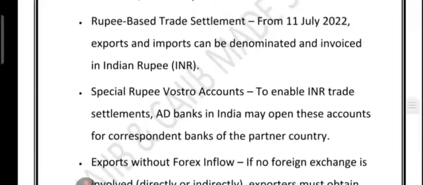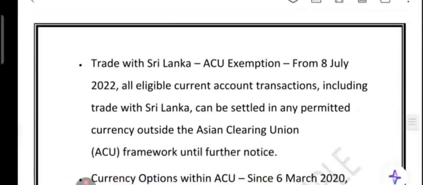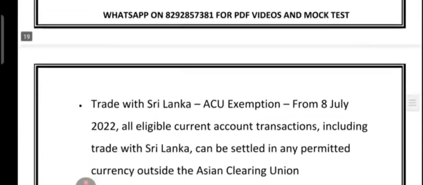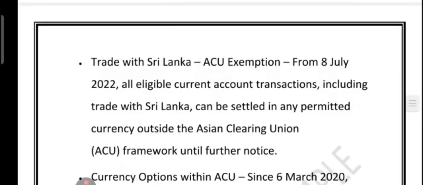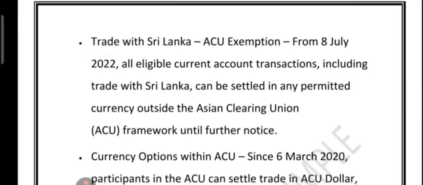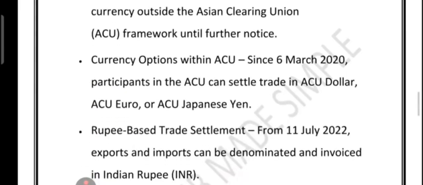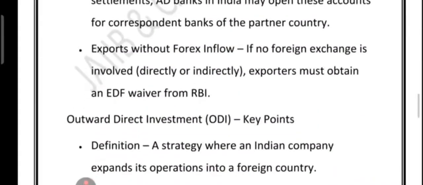Yes. So before that, let's talk about ACU country. So basically what is ACU? That trade with Sri Lanka from 8 July 2022. All eligible current account transactions, including trade with Sri Lanka, can be settled in any permitted currency outside the ACU framework under further notice, right? So remember, these are the guidelines.